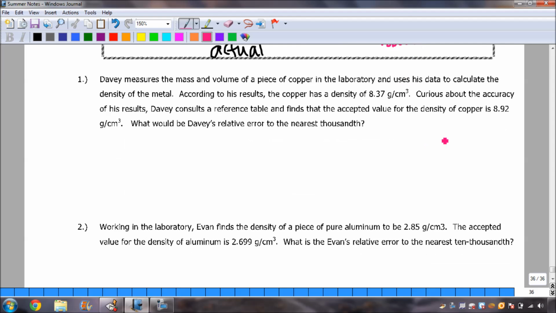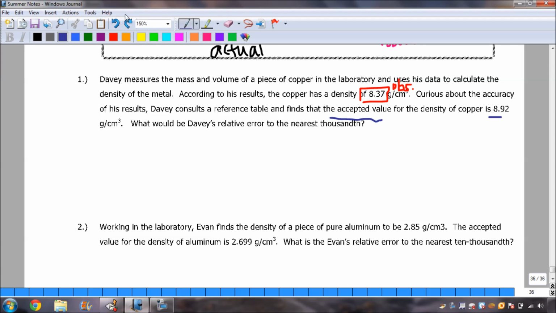All right, so question number 1. Davy measures the mass and volume of a piece of copper in the laboratory and uses his data to calculate the density of the metal. According to his results, the copper has a density of 8.37 grams per cubic centimeter. So this right here is your observed value. Curious about the accuracy of his results, Davy consults a reference table and finds that the accepted value is 8.92 grams per cubic centimeter. What would Davy's relative error be to the nearest thousandth?